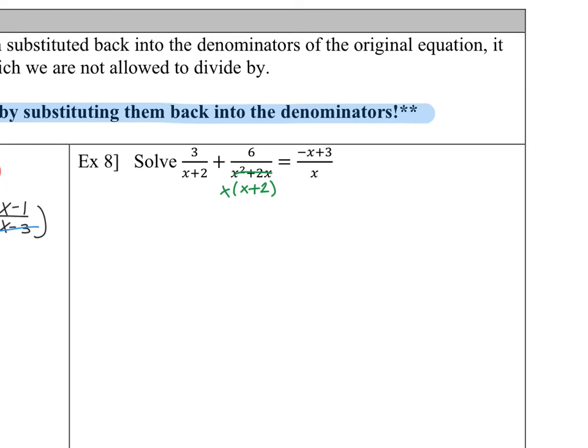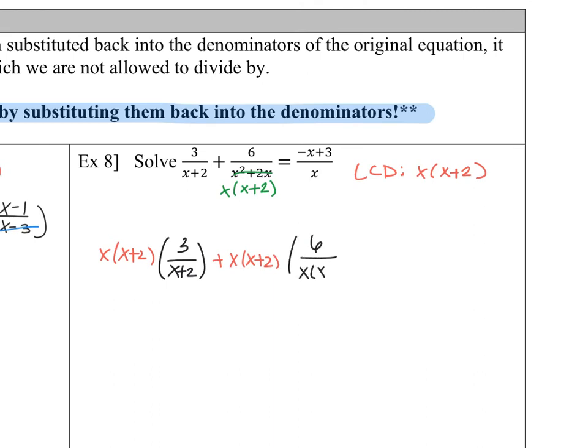So now let's see. If I try to find my lowest common denominator, for example, number 8, this first fraction has x plus 2. The second one has x and x plus 2, and this third one has an x. So my lowest common denominator is going to be x and x plus 2. So multiply with that on both sides. So you're going to have x times x plus 2 times your first fraction, 3 over x plus 2, plus x times x plus 2 times my second fraction. And I'm going to use the factored version on the bottom.